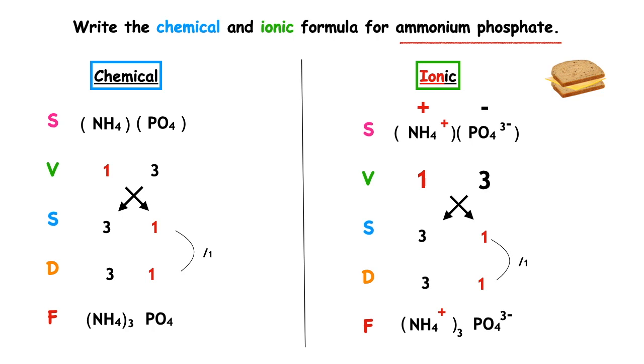Our double check here is to make sure that our charges balance. We've got a 1 positive inside the bracket, multiplied by the 3 outside the bracket, gives us a total charge of 3 positive, and the phosphate ion has a charge of 3 negative. They balance.